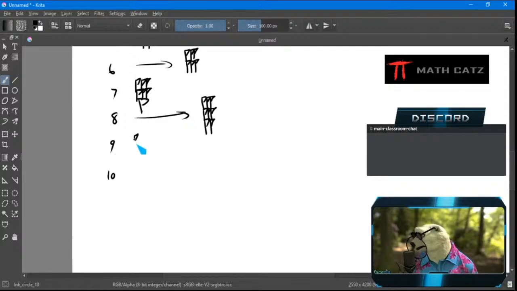And 9, of course, will have 3 rows of 3. And the more rows I have, the smaller I'll make them. And then 10, whew, finally, I have a new symbol. Okay, whew, that's a relief.